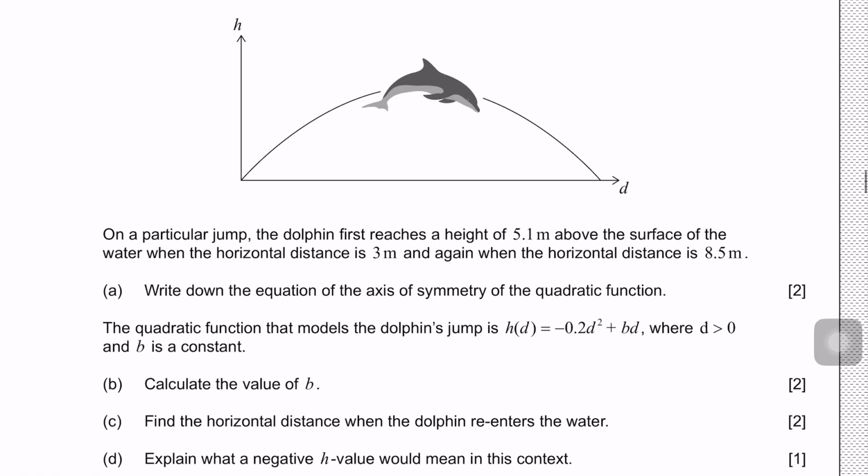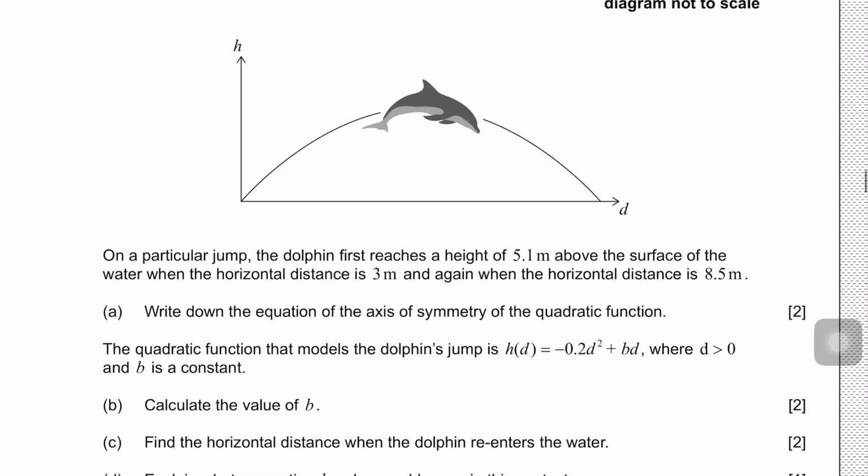Okay, that's actually an interesting question. So what are they telling us here? The dolphin reaches a height of 5.1 meters, and that's not the vertex, that's not at its highest point, because there are 2 points when the dolphin reaches this. Once at 3 meters and once at 8.5. So I'm just going to estimate where these might actually be.